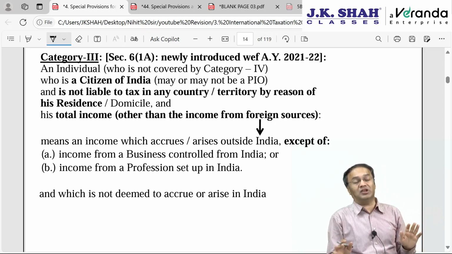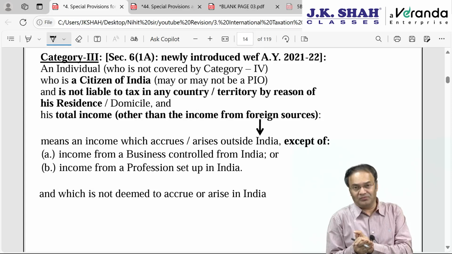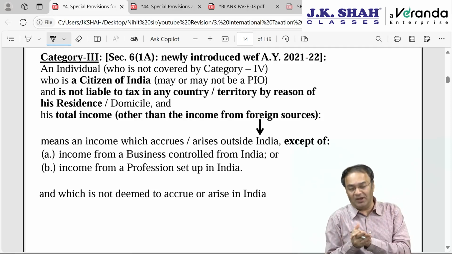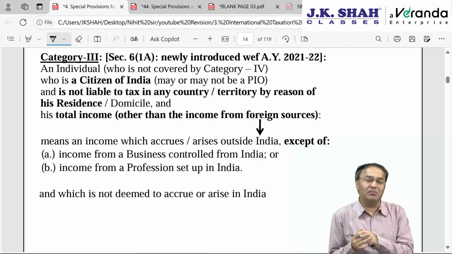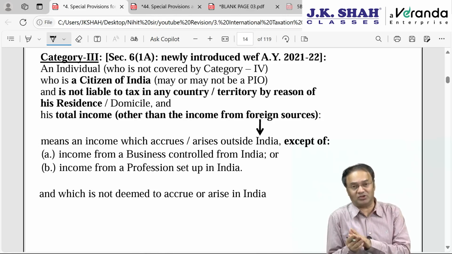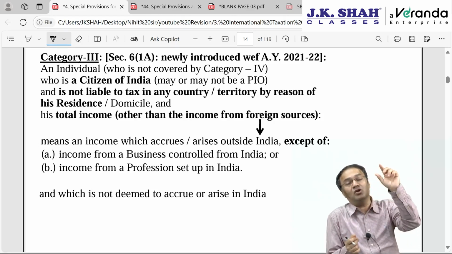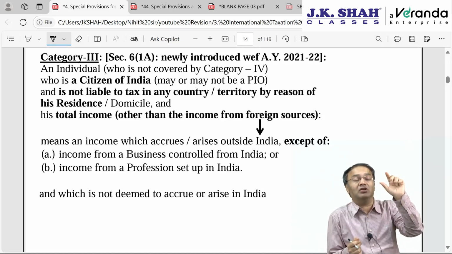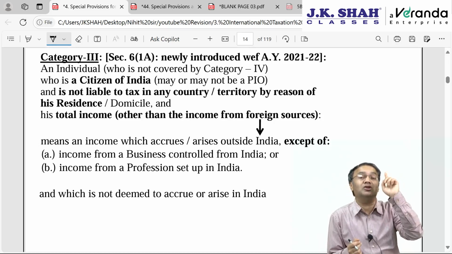Otherwise he has to be a resident, he has to be a citizen of India. Meaning thereby, benefits are not available to non-Indian citizens. Foreigners cannot claim these exceptions. Foreigners will be compelled to calculate or determine residential status as per the original basic conditions only.